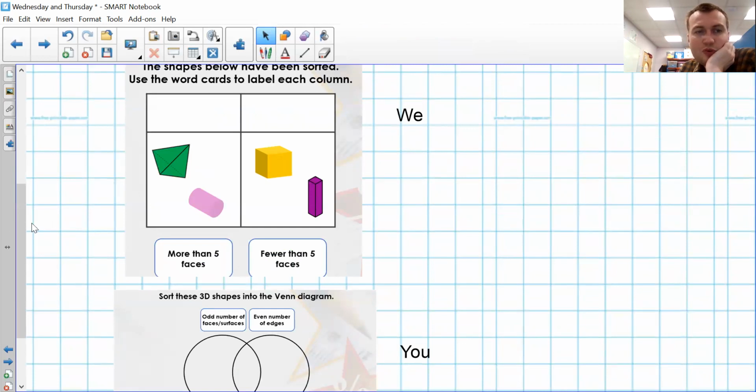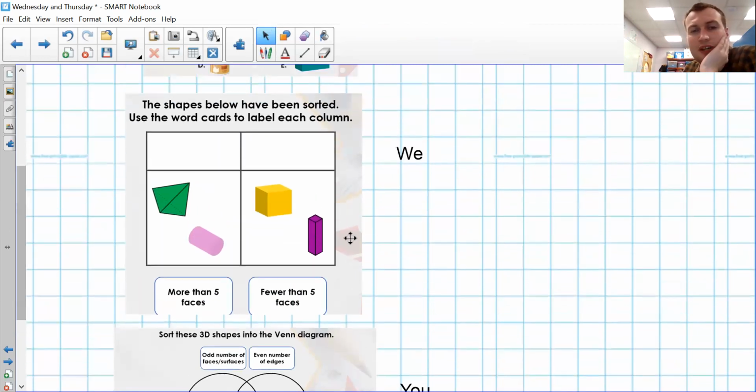Okay, the shapes below have been sorted. Use the word cards to label each column. So on this side, we've got a triangular base pyramid and a cylinder. And on this side, we've got a cuboid and, well, 2 cuboids. Or are they trying to say that's a cube? Maybe that's a cube and that's a cuboid. Which one is in a group that's got more than 5 faces, and which one's in a group that's got less than 5 faces?